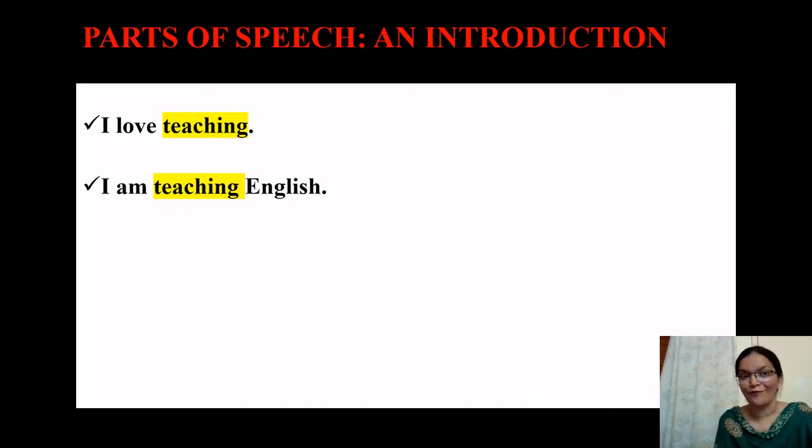And you are all familiar with the fact that all the naming words in English are called nouns. So in the first sentence, teaching is used as a noun. And in the second sentence, teaching is an action word. And you all know that all the words which denote an action are called verbs. So in the second sentence, teaching is used as a verb. That is how a word functions in a sentence. In the first sentence, the word teaching is functioning as a noun, and in the second sentence, it is functioning as a verb. So just on the basis of their functions, these two words are categorized differently.